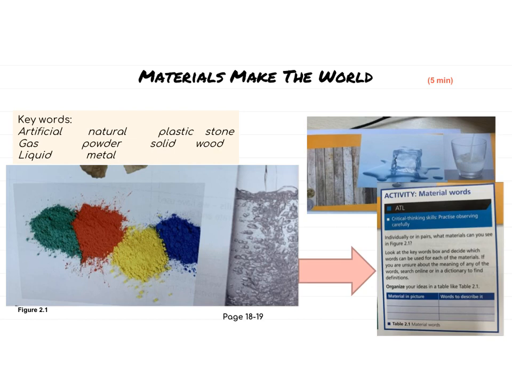So, up in your books, page 18, you're going to find figure 2.1. Figure 2.1 shows us different kinds of materials. What you have to do is observe the given materials in this figure and use the keyword box to complete organizing your ideas in table 2.1 on page 19. So for this activity, pause the video. You can take around 5 minutes to complete this table.